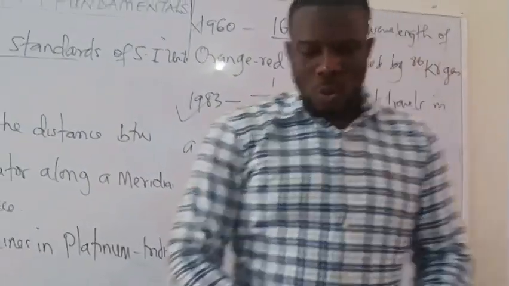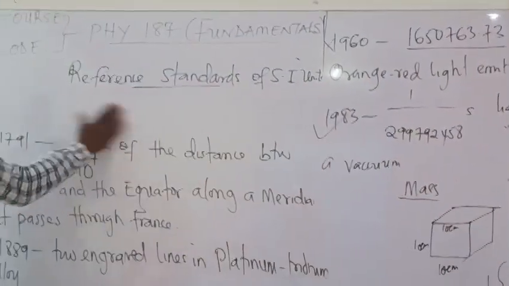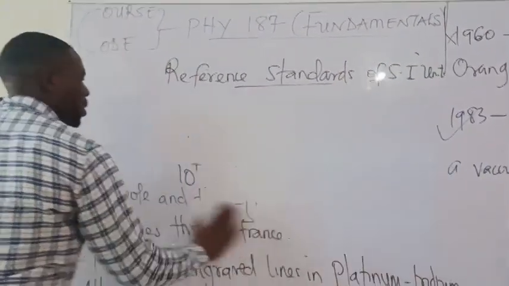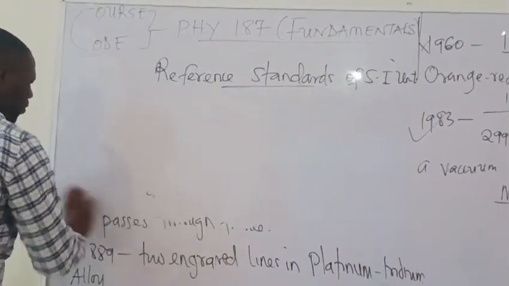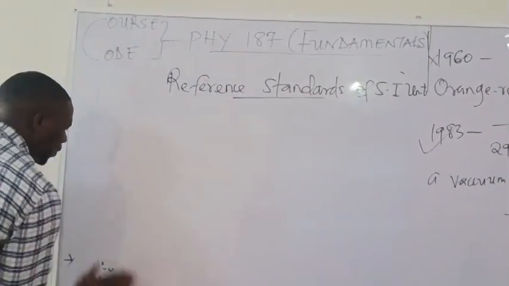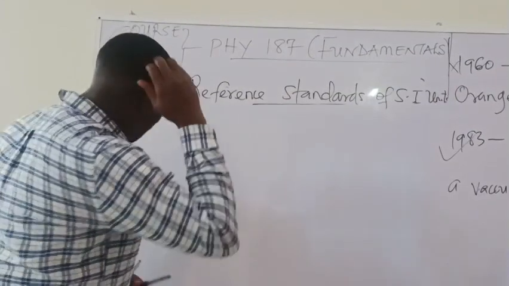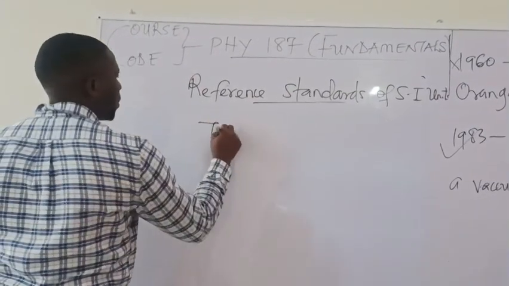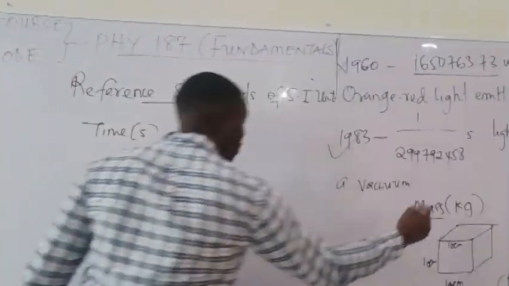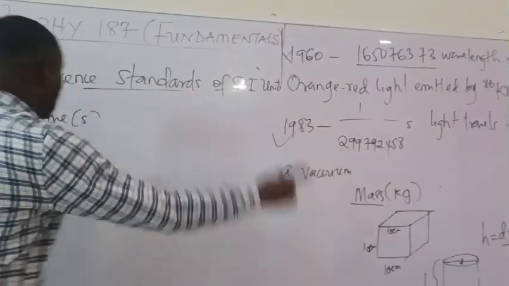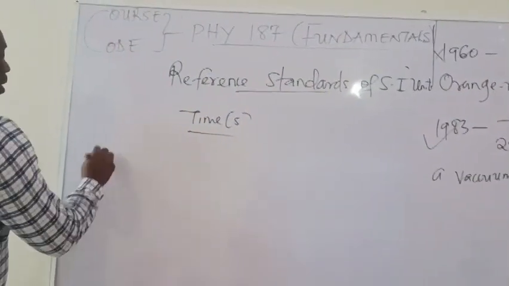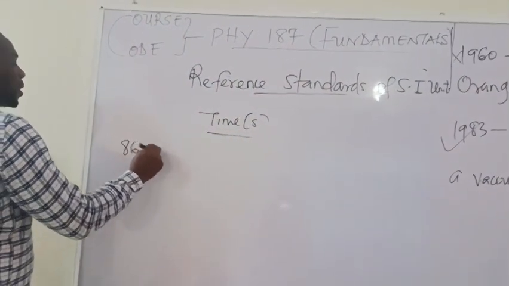And of course, we switch over to time. The standard for time, which is the second, happened to be defined in terms of the mean solar day. Time, which is in seconds, was once defined in terms of the mean solar day. In a day, you find 86,400 seconds.